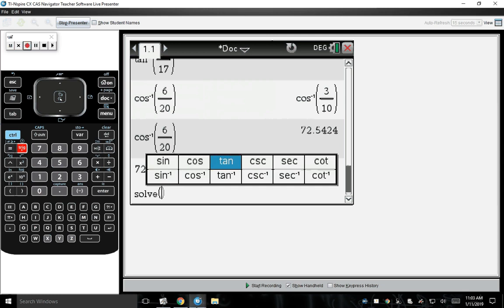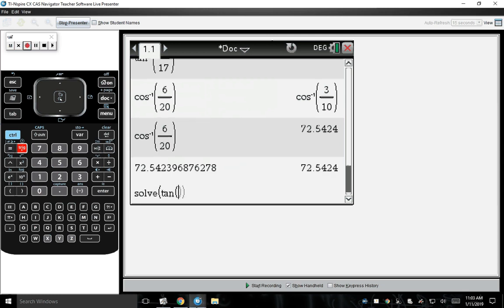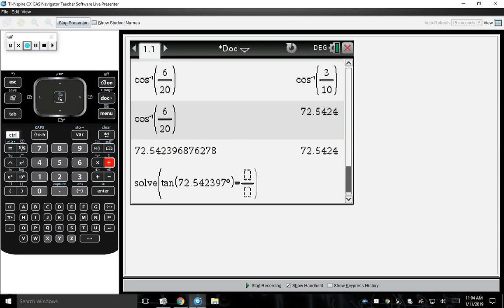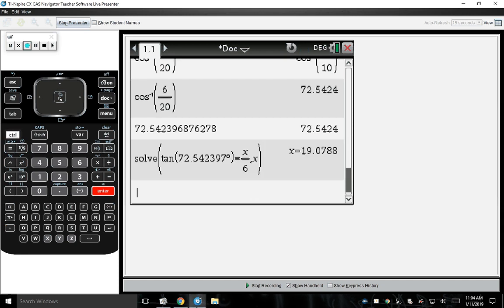The tangent of, anyone, if you wrote it down? 72.542397 degrees. It's an overkill because she's in degree mode, but it's good practice to get into. Is equal to, control divide, x over 6. What do I finish this off with, anybody? Comma x. And then you get 19.079.